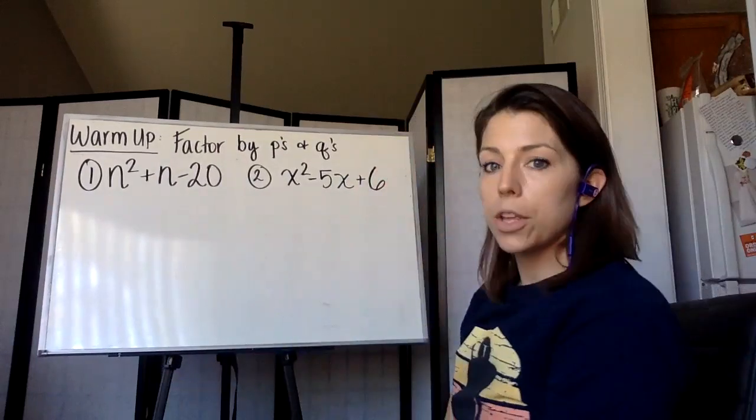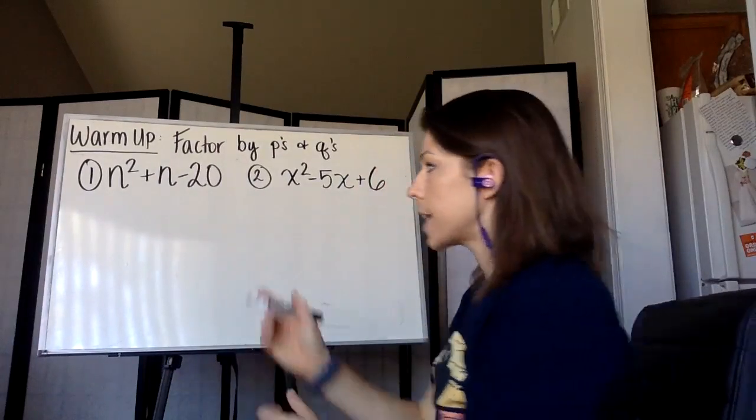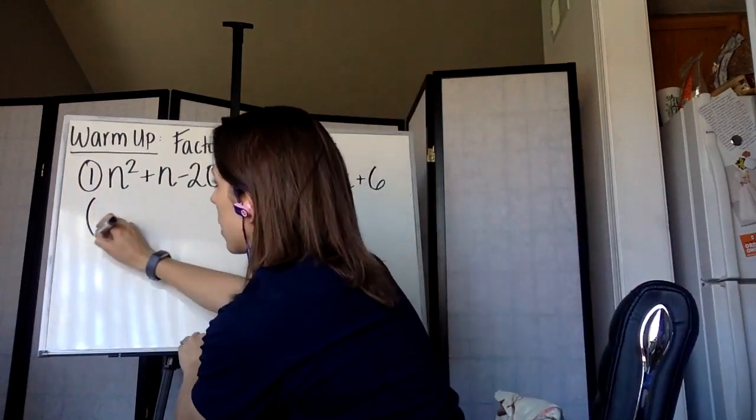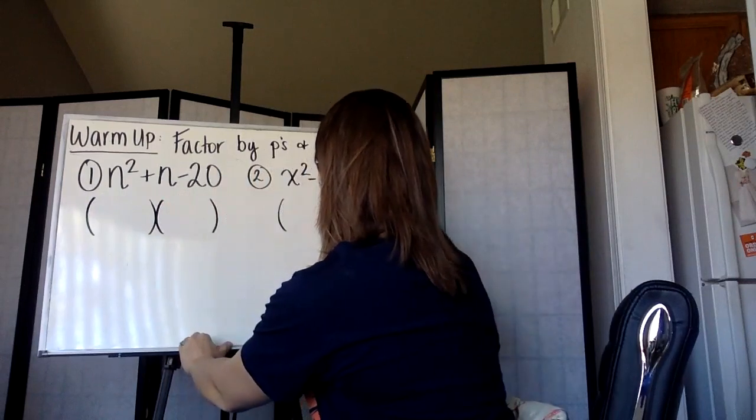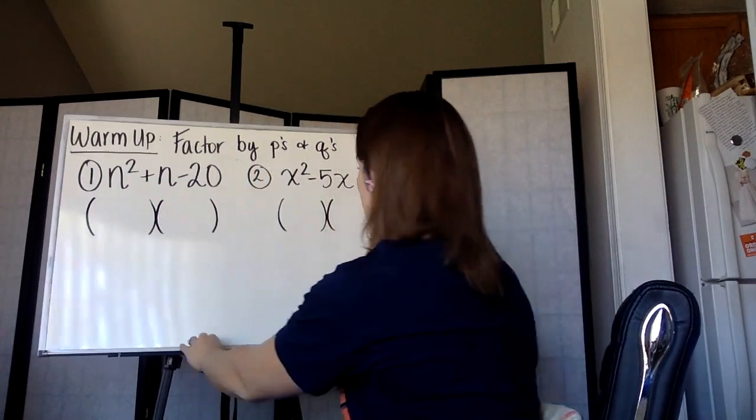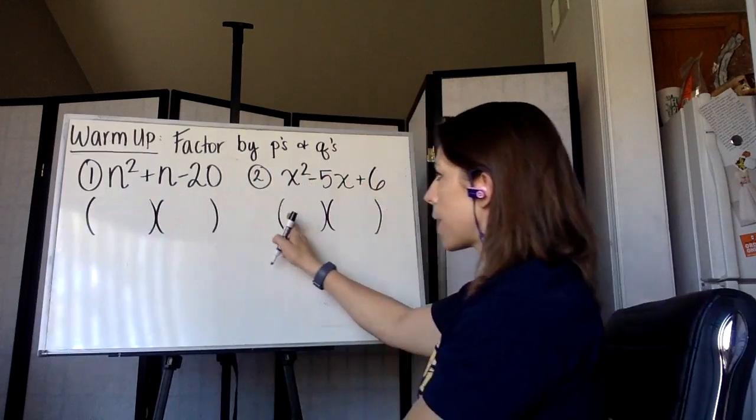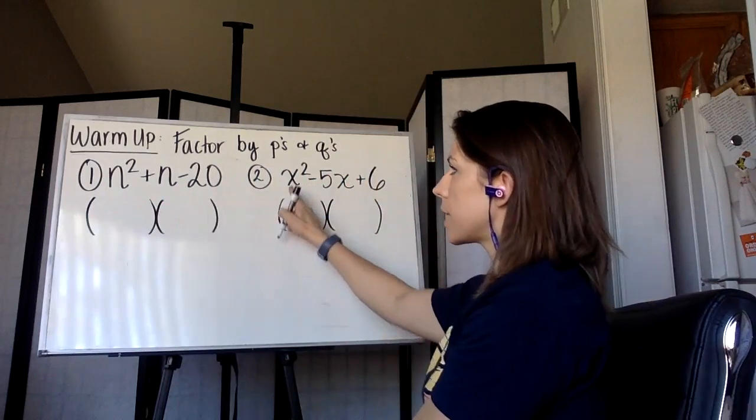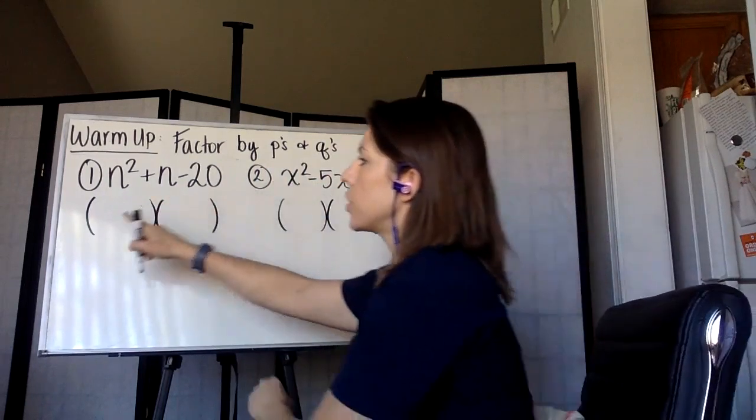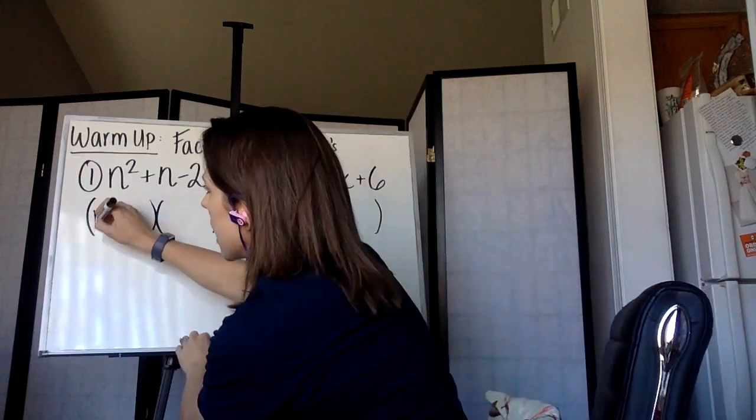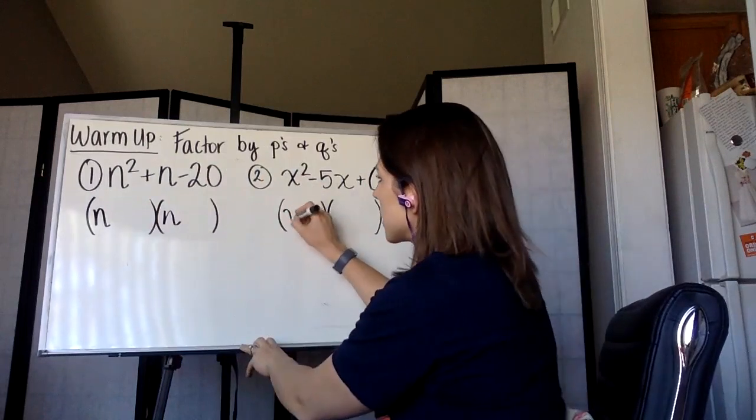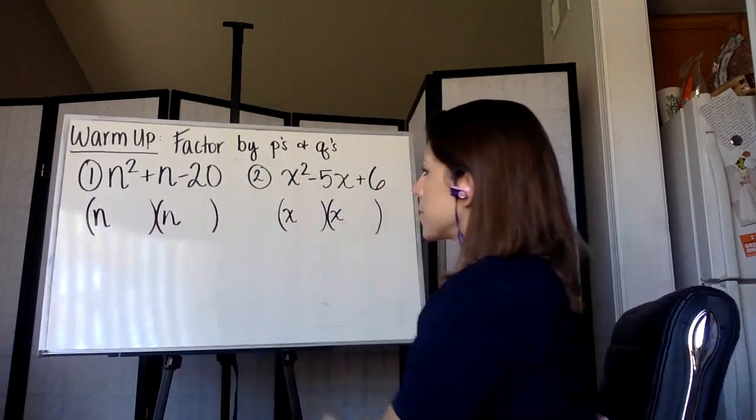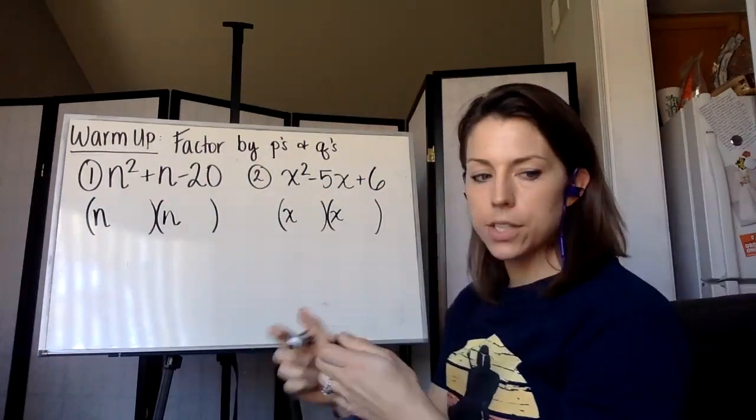All right, so hopefully while you were doing this, you know that our answer is going to be a product of 2 binomials. Now the first term in each of these binomials is going to be what times what gives you the first term in the trinomial. So what times what is n squared? That's n times n. And what times what is x squared? That's x times x. Now we play the P's and Q's game.